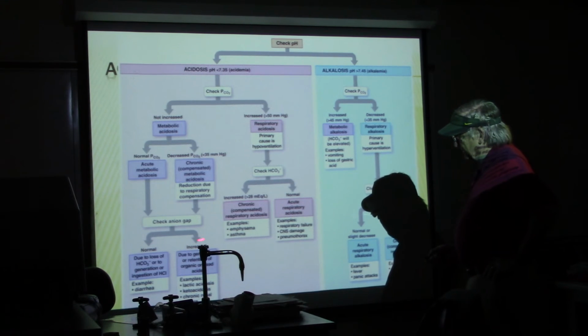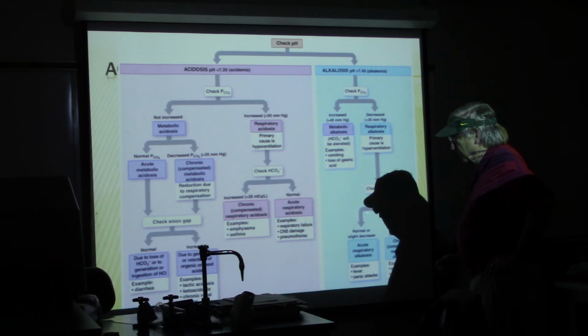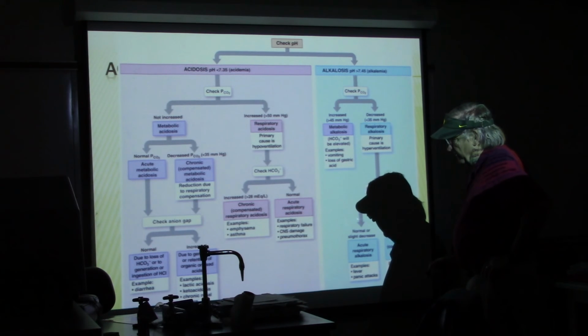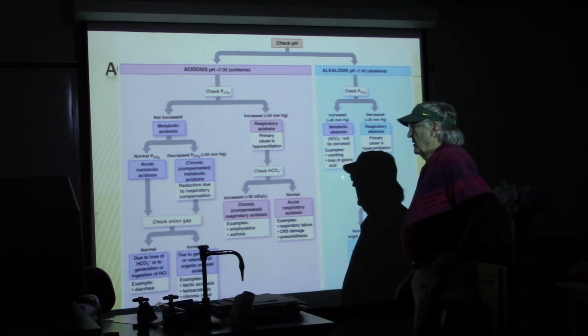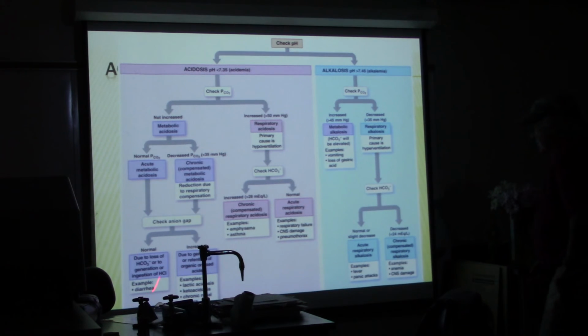Anyway, the anion gap is something that can tell you how much bicarb they've gotten rid of, and if they've lost a bunch of bicarb, their anion gap will be normal. If they've generated a whole bunch of organic acids, like in lactic acidosis, ketoacidosis, or chronic renal failure, you'll have an increased anion gap. All right, so enough for that side.